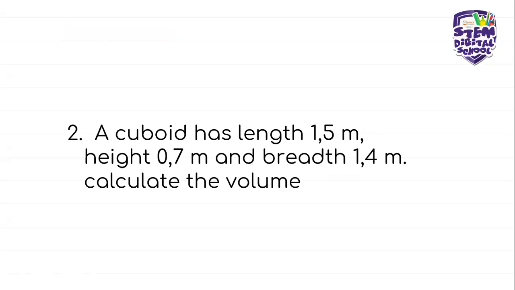So you can see that in the second one, we have got a cuboid once again, where the length is 1.5 meters, and the height is 0.7 meters, and the breadth is 1.4 meters. And I want us to calculate the volume of this particular rectangular prism. Can we use the available information just to calculate the volume? So let's calculate the volume of this particular cuboid, which consists of the length, the breadth as well as the height.